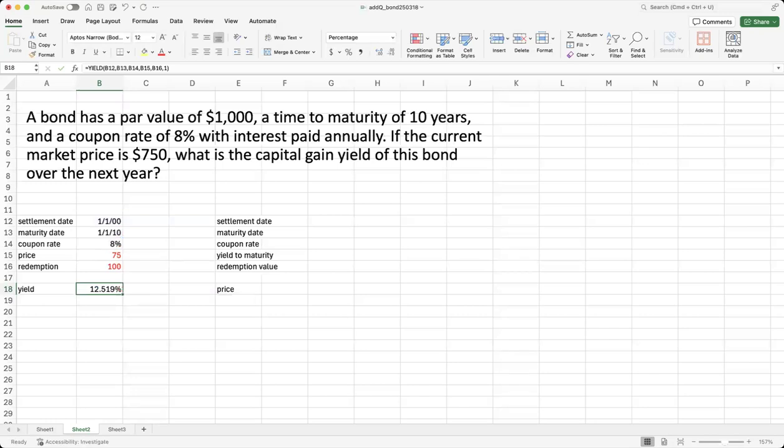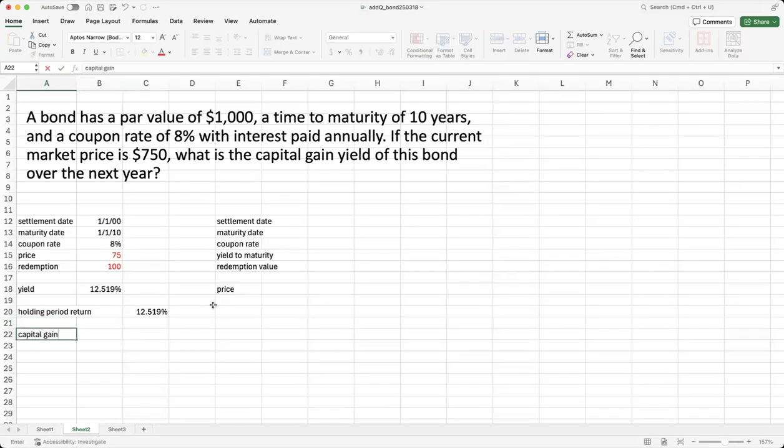This bond, as of now, is fairly priced. So if you just hold the bond for a year, your holding period return is going to be 12.519%. Your holding period return has two components to it. There is the capital gains component, then there is a coupon component.